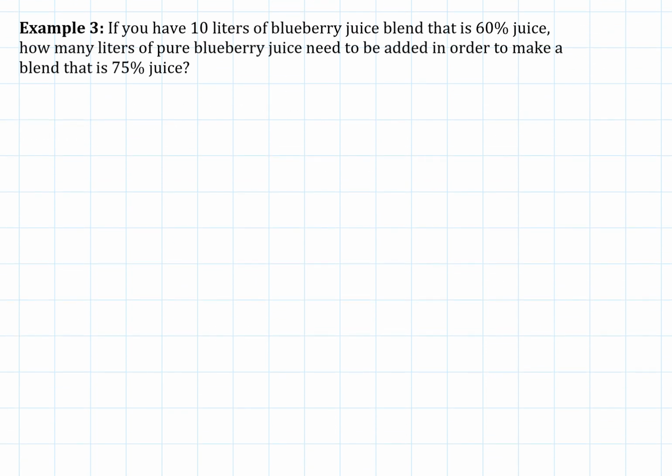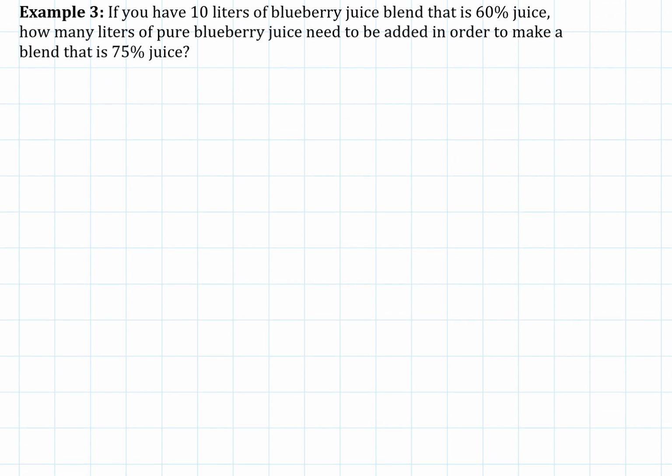Okay, if you have 10 liters of blueberry juice blend that is 60% juice, meaning 40% water, how many liters of pure blueberry juice need to be added in order to make a blend that's now 75% juice? Well, our concentration, in this case of blueberry, would be the amount of blueberry juice divided by your total volume.